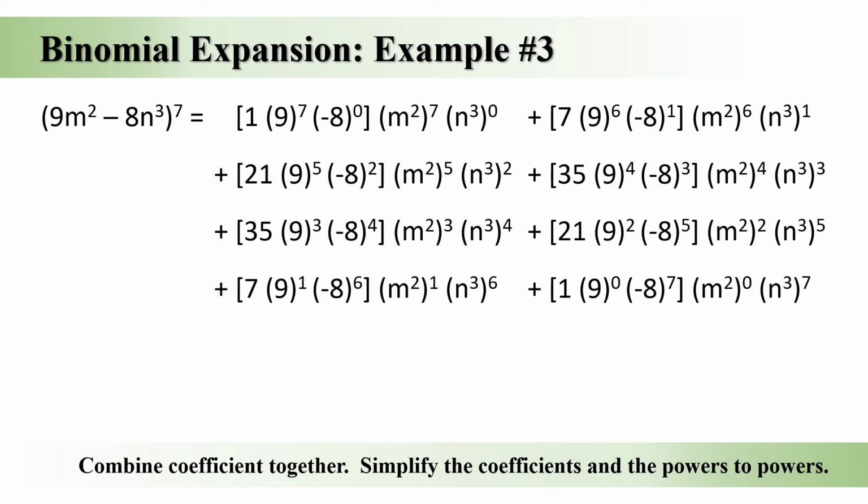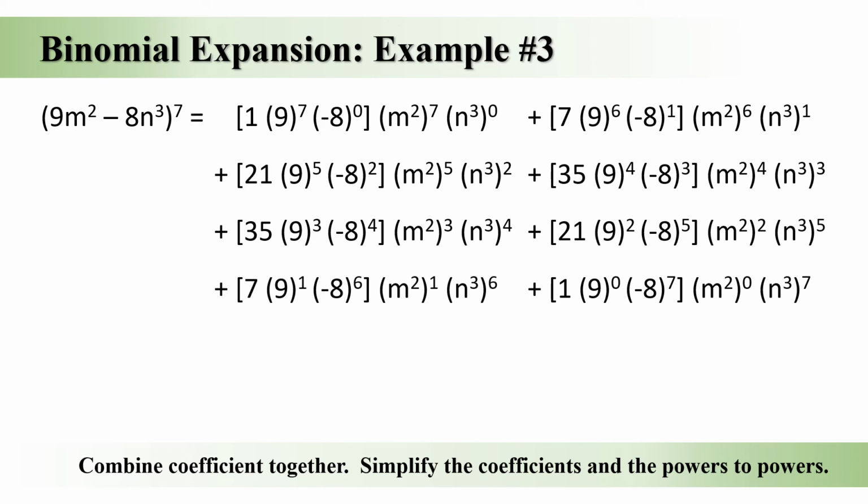Make sure your parentheses are around the negative 8. Otherwise, you're going to get a negative coefficient when you should be getting a positive coefficient. 7 times 9 to the 6 times negative 8 raised to the 1st. You're going to get a negative coefficient here, with or without parentheses. But again, when you go to the 3rd term and you go 21 times 9 to the 5th, if you forget the parentheses around the negative 8, it's going to produce a negative number on the calculator. But you need it to be positive because a negative times a negative is positive.